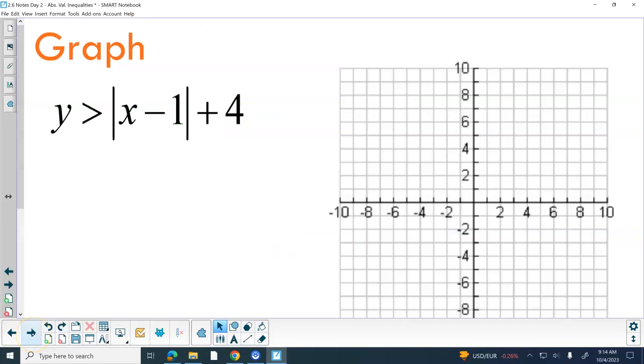Let's do this. Okay? Here is our first example. Y is greater than the absolute value of x minus 1, then plus 4.